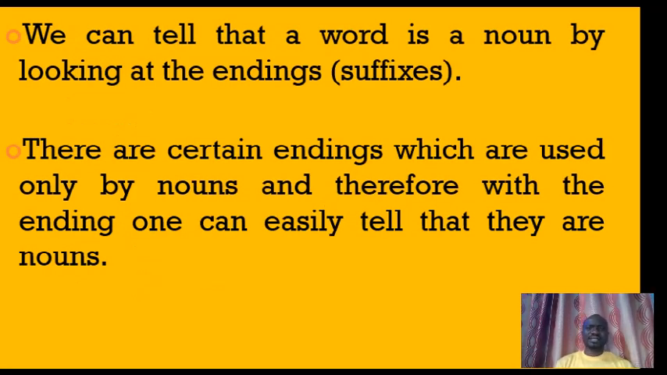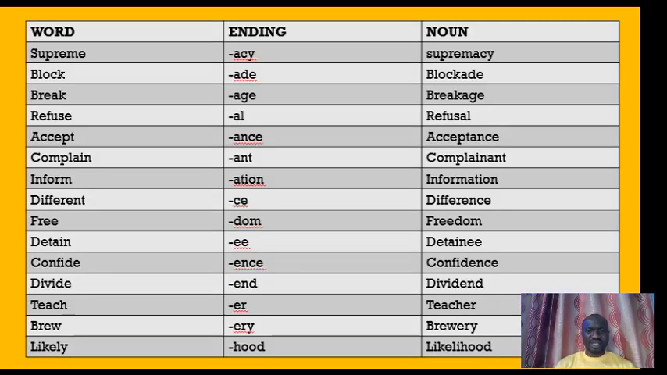We can tell also that a word is a noun by looking at the ending, that is, the suffixes. There are certain endings which are used only by nouns, and therefore with the ending one can easily tell that they are nouns. For example, we have examples of word endings and then the nouns. So supreme, we have ACY added to supreme, we have supremacy. We have ADE added to block, making blockade. AGE added to break, we have brigade. AL, refusal. ANCE, acceptance. ANT, complain, complainant. ATION, added to inform, making information.